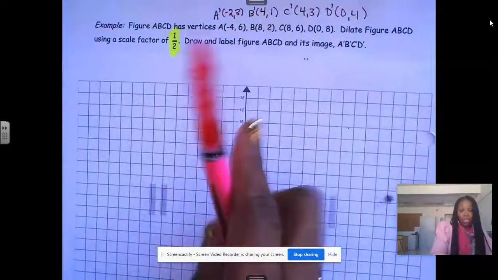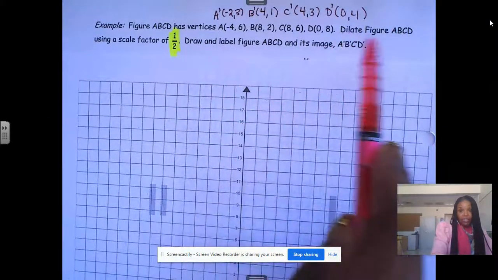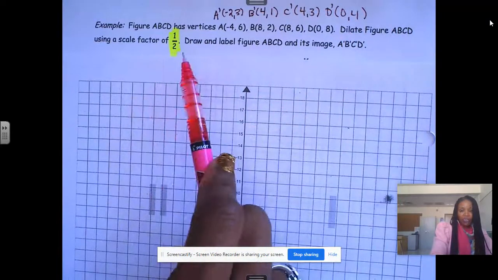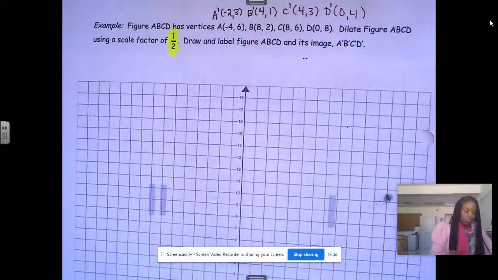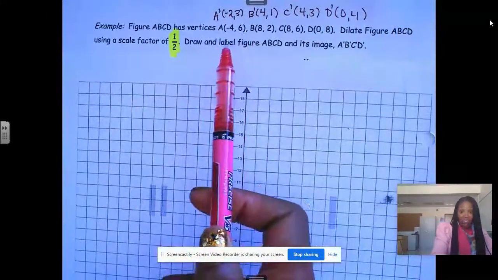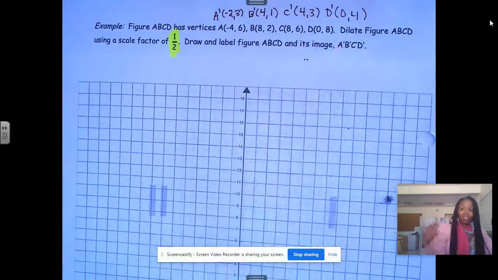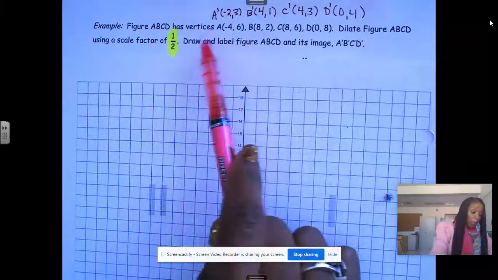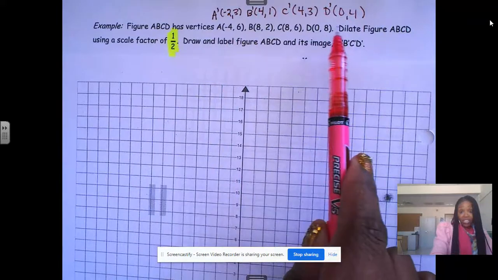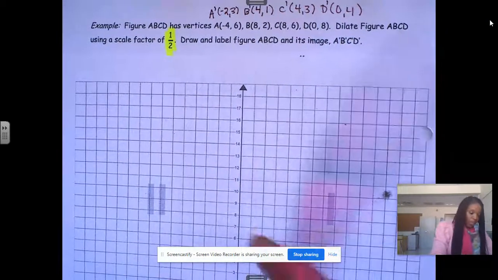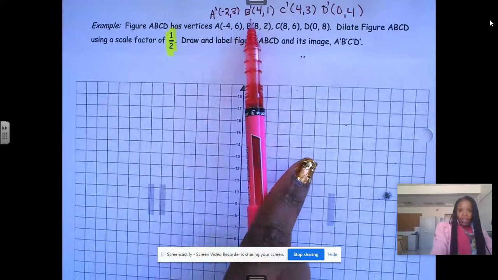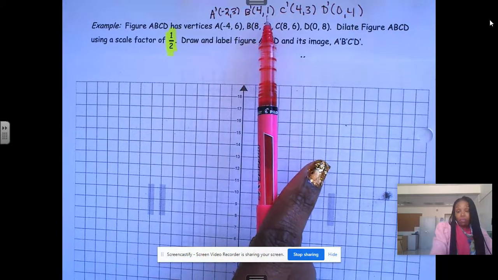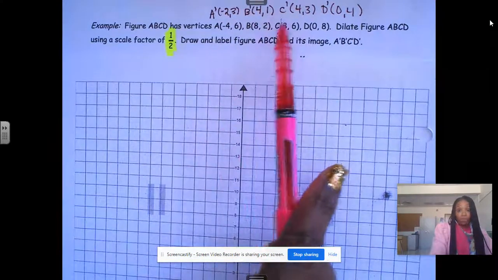me my pre-image right here, ABCD, dilate the figure using a scale factor of 1/2. So essentially when I'm multiplying by 1/2, I'm dividing by 2, or 1/2 is 50%. So you're taking half of all of these, and I've already done that to save time on the video. So all I did was divide all these by 2. So it's 50%. So if you look here, I have -2, 3 as my new coordinate, and then I have 4, 1 as my new coordinate. All I'm doing is taking half.